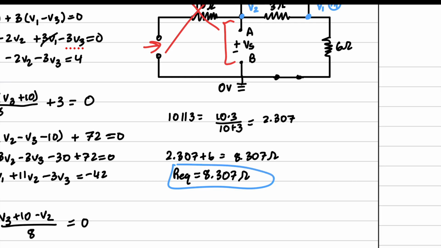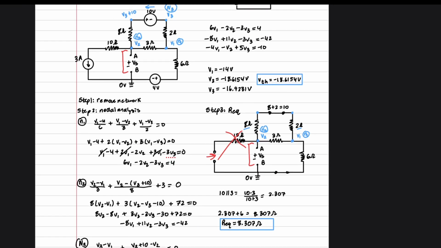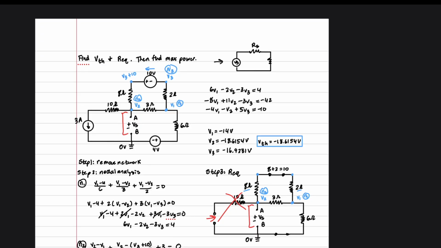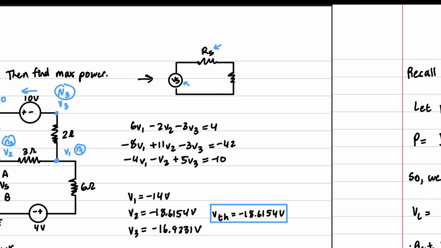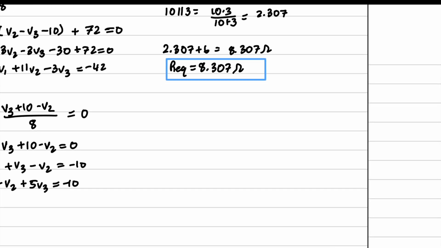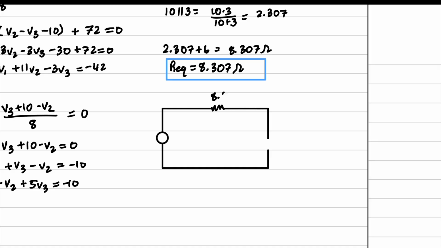Nice. Now let's not forget what we're actually solving for. We're looking for the max power. And now we have effectively reduced this circuit to have a Vs and an Rs, or R equivalent. So let's go ahead and put that into a circuit. So all that very complicated circuit reduces down to simply a voltage source and an RS, or R equivalent. And that R equivalent is 8.307 ohms.